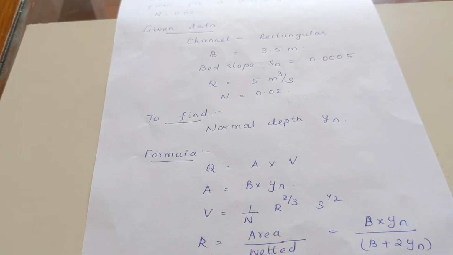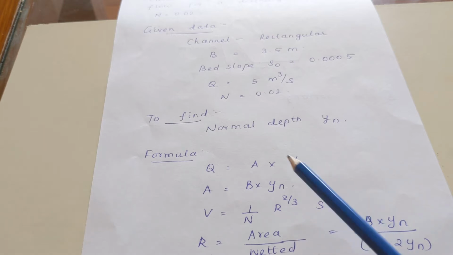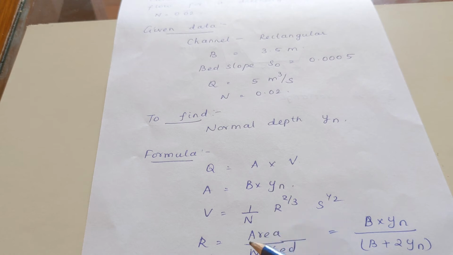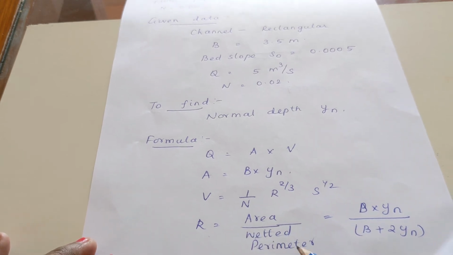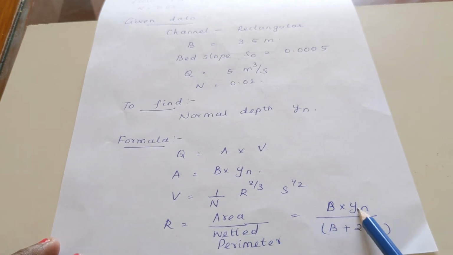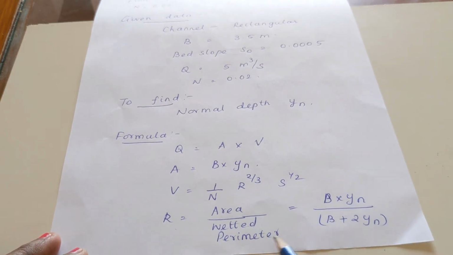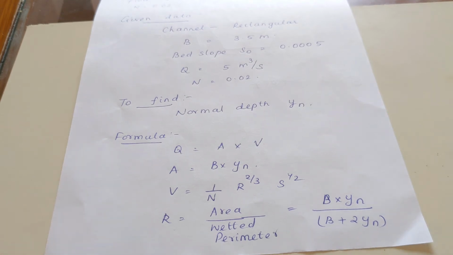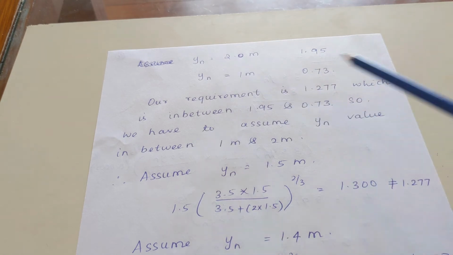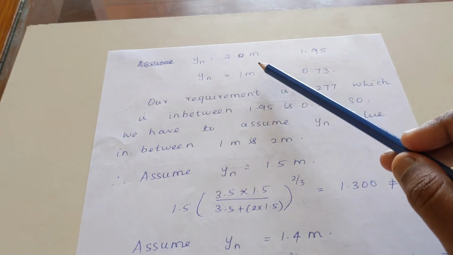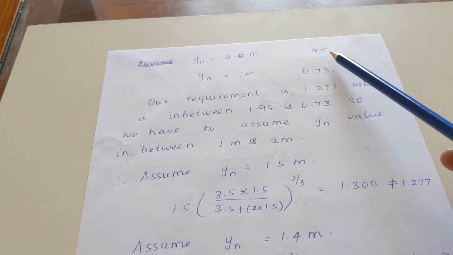Here they didn't mention that it is a most economical channel. Simply you have to find out what is the normal depth. So no need to apply the most economical condition. Simply write r is equal to area divided by wetted perimeter. Area is equal to B into Yn, divided by wetted perimeter, B plus 2 into Yn. Clear? When Yn is equal to 2 meter, we got the answer as 1.95.